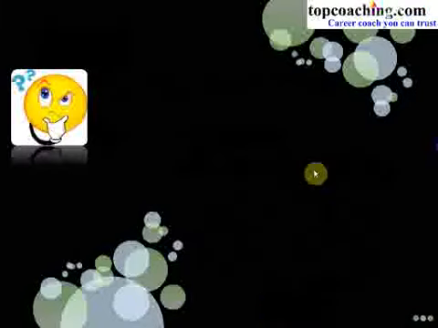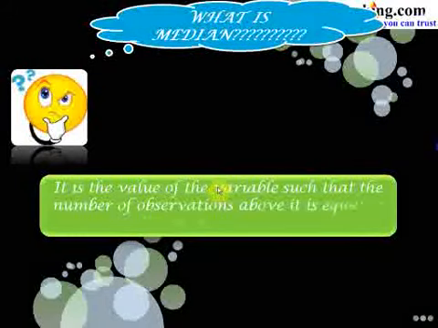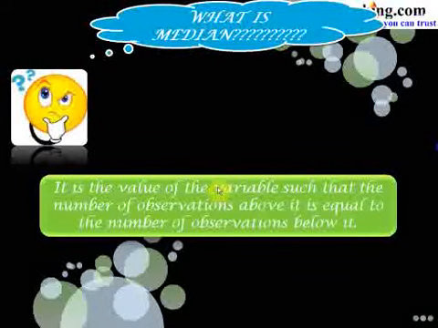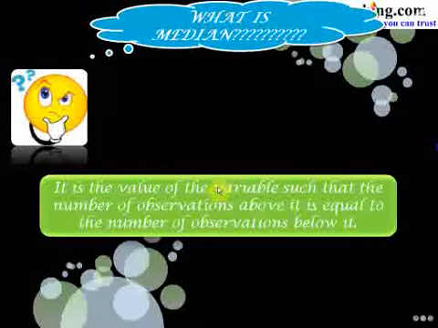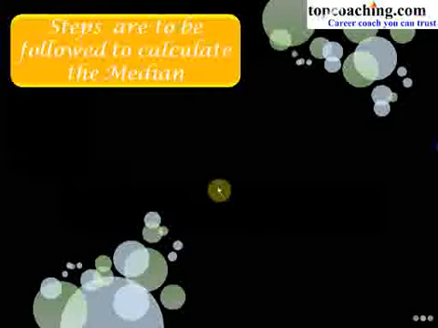Now moving to our next component, that is median. What is median? The median of a distribution is the value of the variable which divides the distribution into two equal parts. Or in simpler words, it is the value of the variable such that the number of observations above it is equal to the number of observations below it. Let us take an example.